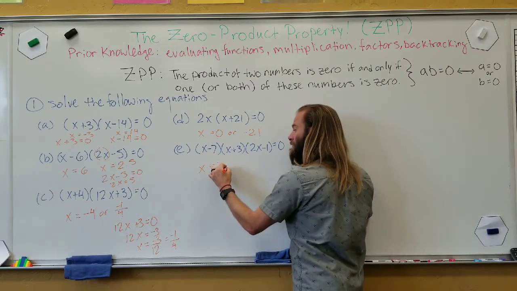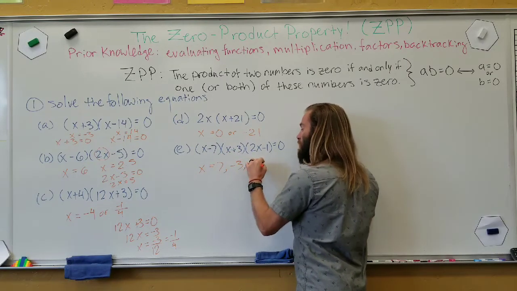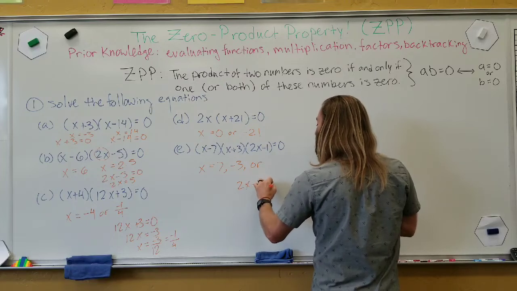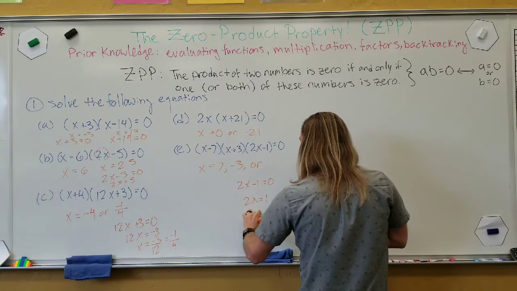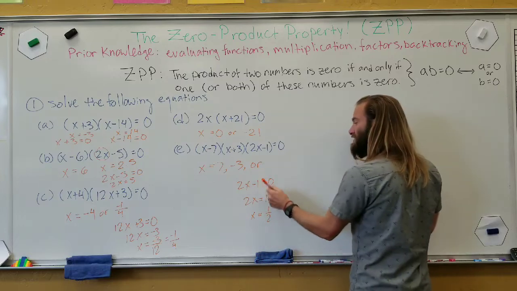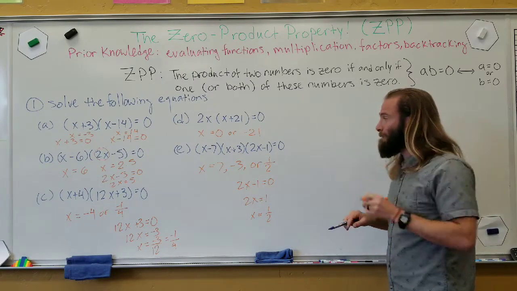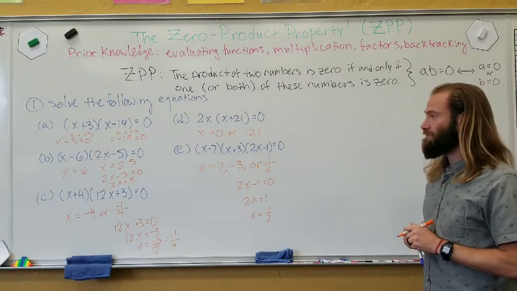So we get 7, this one creates negative 3, or 2x minus 1, and remember, if you need to, solve it on the side. We'll add 1 and divide by 2. x equals 1/2, or you could say 0.5 if you want, of course. Okay? So there's our first example. Let's go ahead and look at our next example.